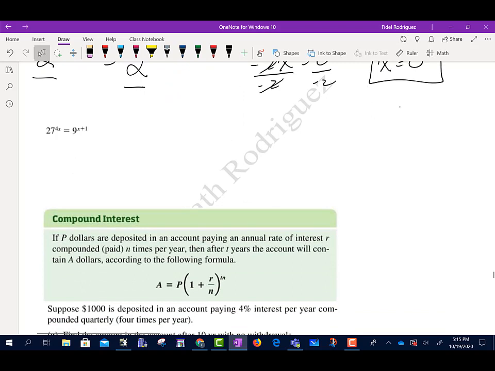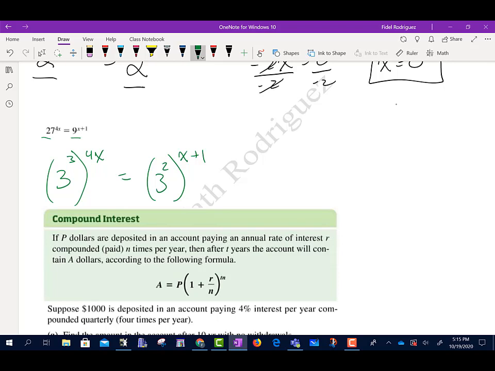All right, let's see if we can do the next one the same way. So I notice I have 27 and 9. Those are both powers of 3. So I'm going to write them as powers of 3. So 27 is 3 to the third power, and this is a 4x right here. And 9 is 3 squared, and this is an x plus 1 right here.